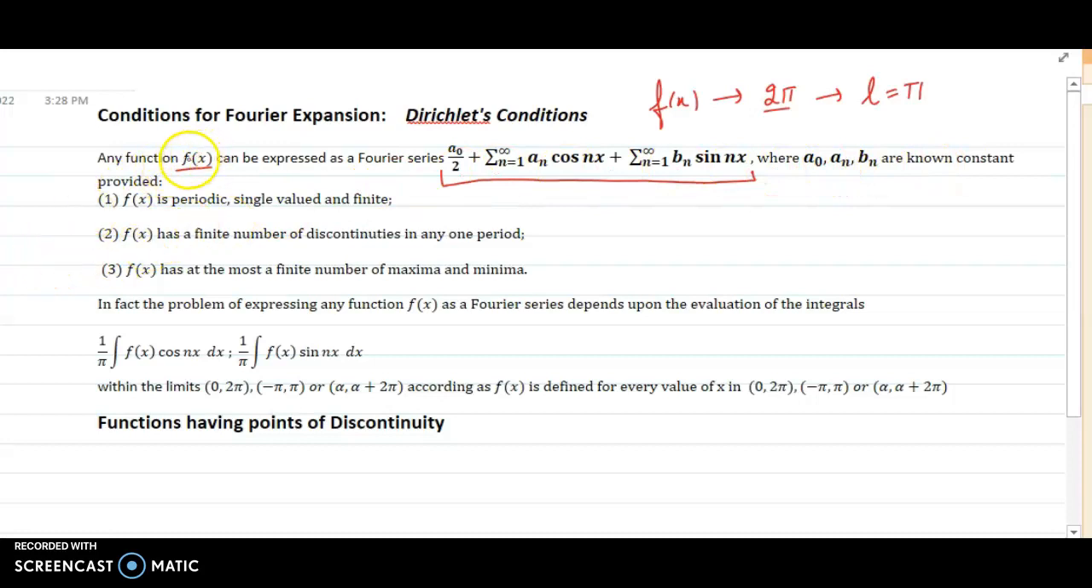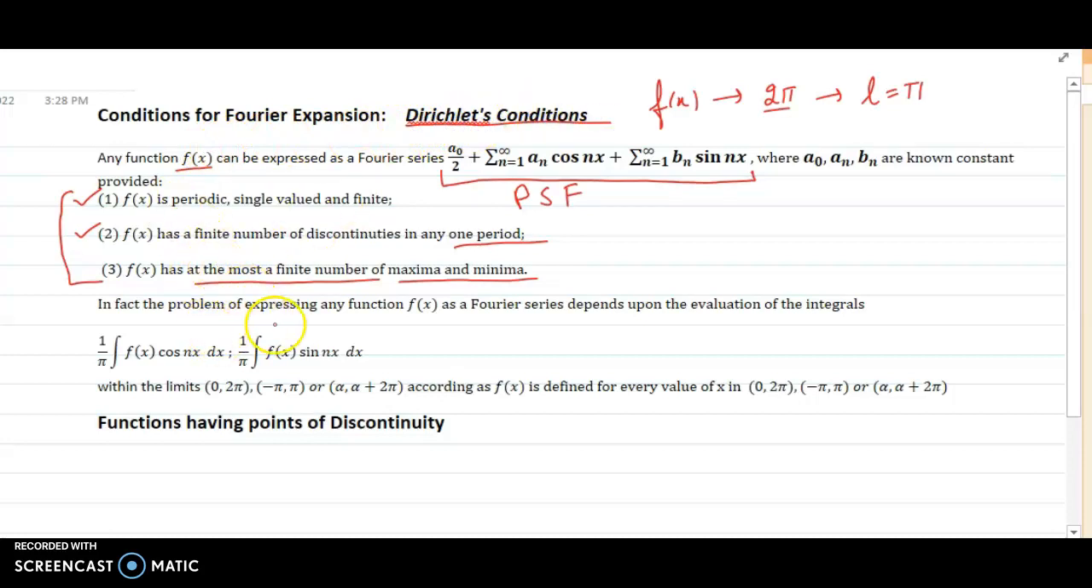We can write the Fourier series provided these conditions hold. First condition is f of x should be periodic, single valued and finite, meaning f of x should be PSF. You can remember it as PSF: periodic, single valued and finite. Secondly, f of x has a finite number of discontinuities in one period. Thirdly, f of x has at the most a finite number of maxima and minima. If these three conditions are satisfied, then we can express the function as a Fourier series. These conditions are called Dirichlet conditions.